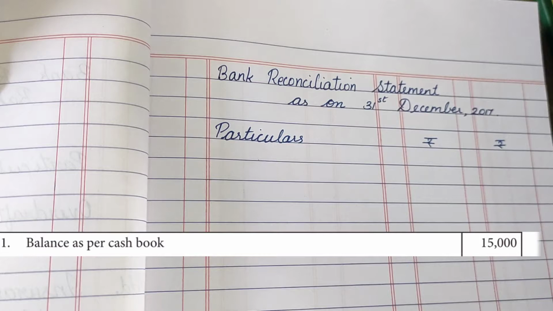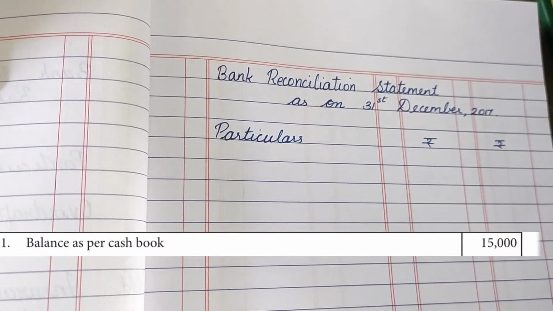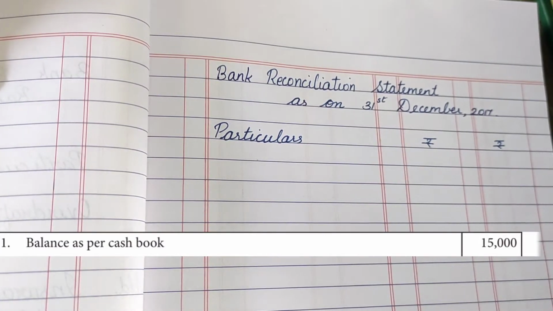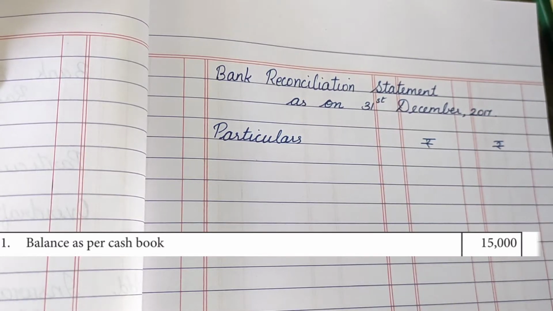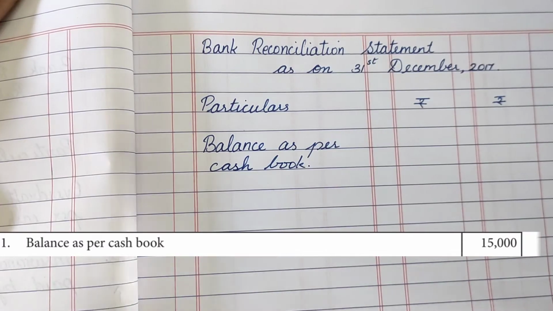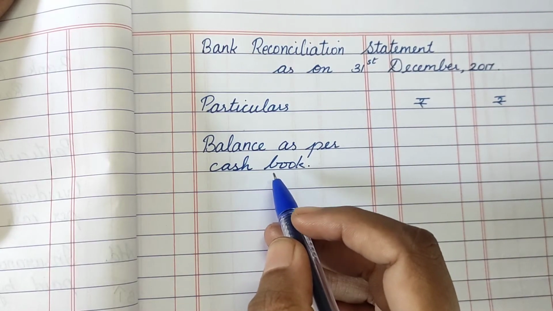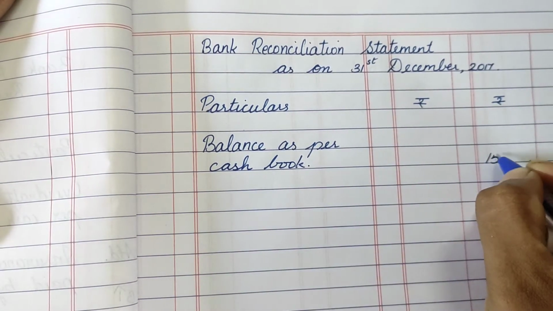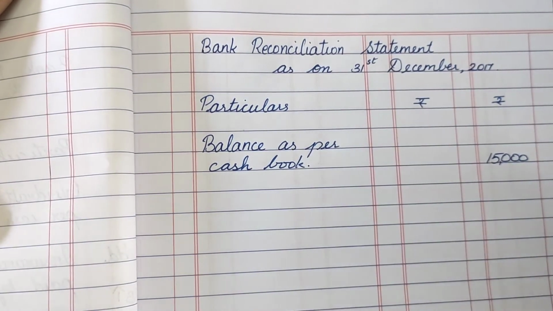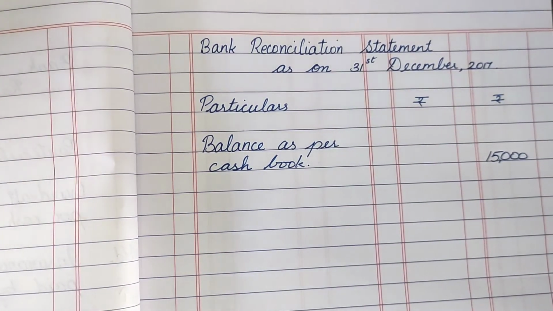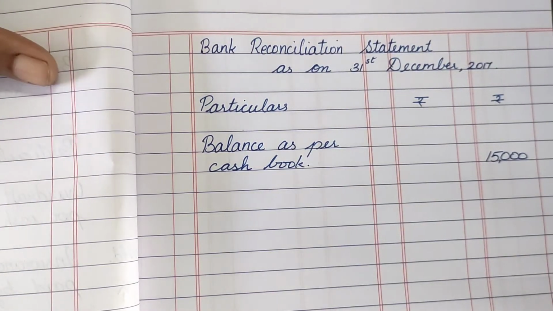The first thing we have to record is what kind of balance we are going to use. The balance which we are going to use in this sum is balance as per cash book. Let's write that down. I've written down balance as per cash book, and the value of 15,000 goes into the outer column. The next transactions, before going into it, we have to split the transactions into add and less.